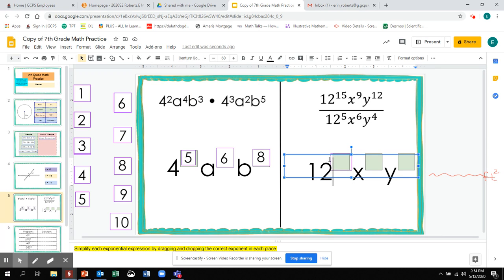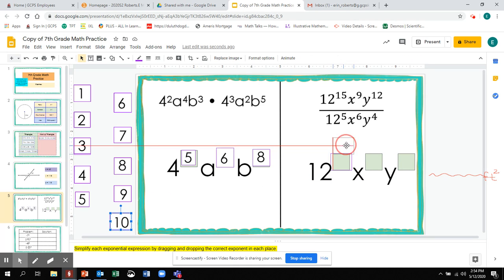So this will be 12 to the 10th. And now we're going to look at our x. So for x, I have x to the 9th over x to the 6th. Well, I'm going to do 9 minus 6, which gives me x to the third.